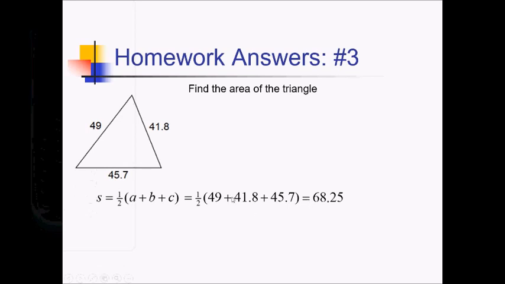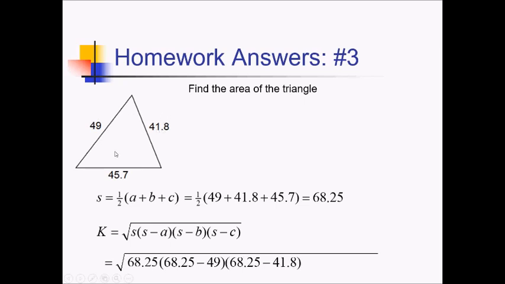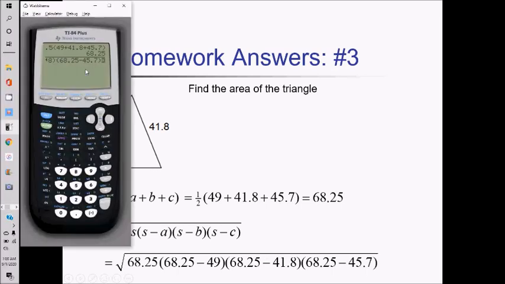All right, so let me plug that into my K formula, which, remember, is the square root of this S that you just found times the S minus all three sides. So we have the square root of 68.25 times 68.25 minus 49. And then we'll also be subtracting 41.8 and 45.7 from the 68.25. Let's plug all that in the calculator. So plugging all that stuff into my square root, that's the square root line, offline to save a little bit of time. Press enter. We've got 885.2 rounded to the nearest tenth.